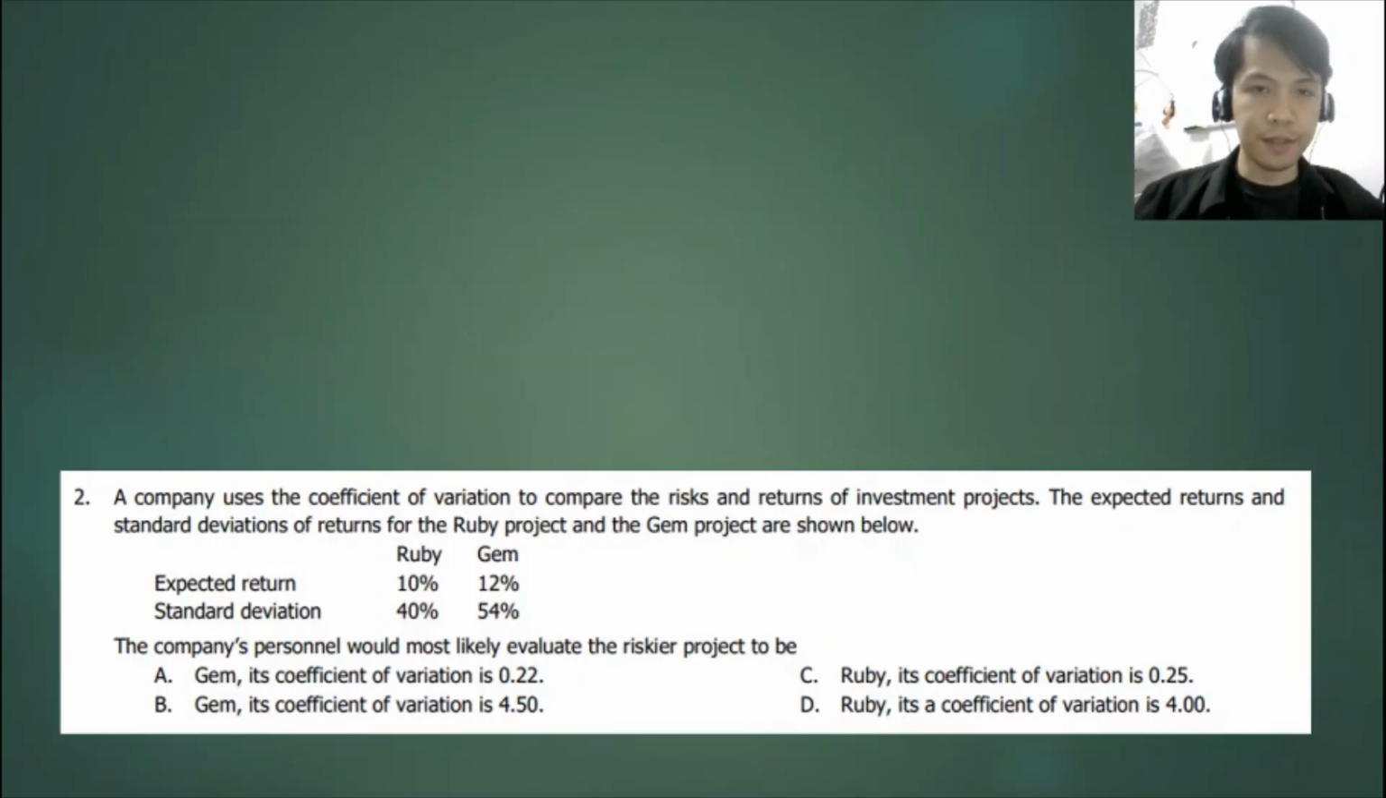Although standard deviation measures the volatility of returns relative to expectation, we cannot simply compare the standard deviations of these two investments. Why? Although it's evident that Gem's standard deviation of 54% is higher than Ruby's 40%, the fact remains that Gem's expected return is also higher, 12% versus Ruby's 10%. Again, Gem may have a higher standard deviation, but Gem also has a higher rate of return.